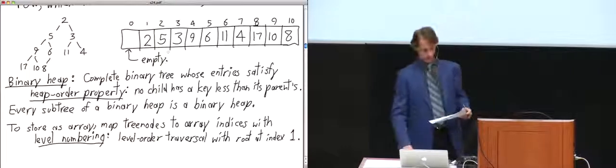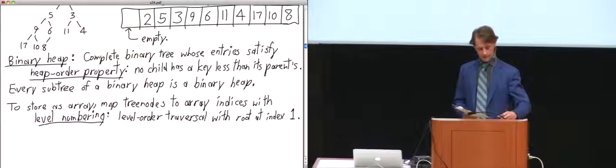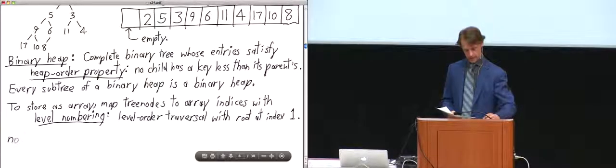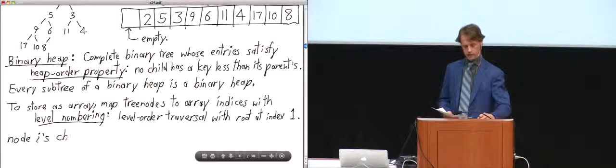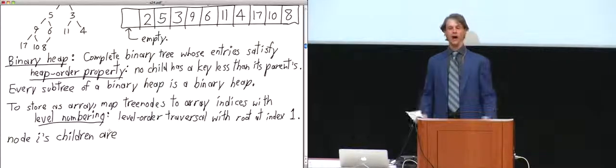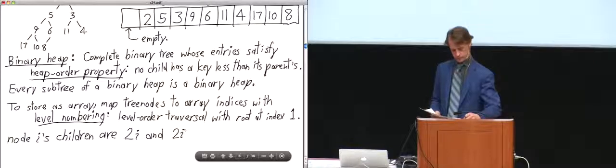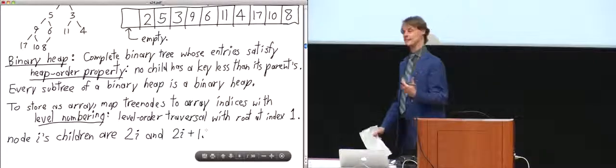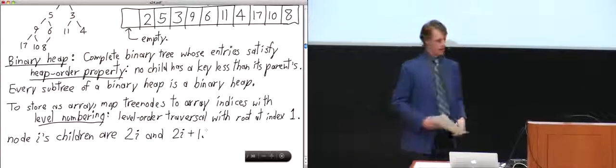It makes the indices work out better in the following way. If you have a node at index i, and you want to know what its children are, well, the children of the node at index i are stored at indices 2i and 2i plus 1. So there's just a really simple way, given a node's index, to figure out where its children are stored, and its parent too.